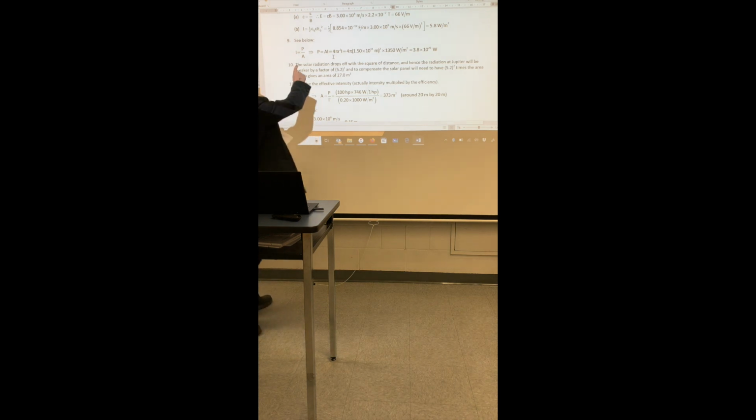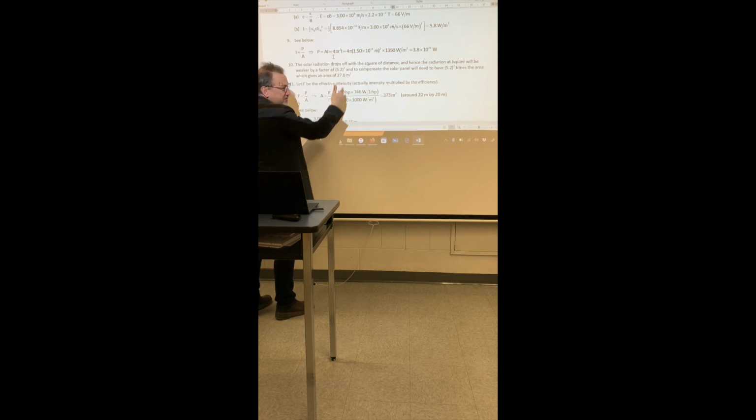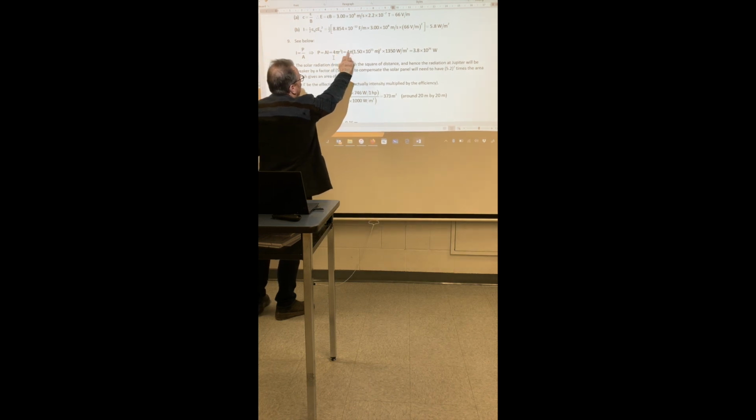Intensity equals power over area. Power equals area times intensity. If we imagine a sphere around the sun at the distance of the Earth, that sphere would have an area 4 pi r squared, r being the distance in astronomical units. And so putting the values in, we come up with 3.8 times 10 to the 26 watts. That's the luminosity of the sun.